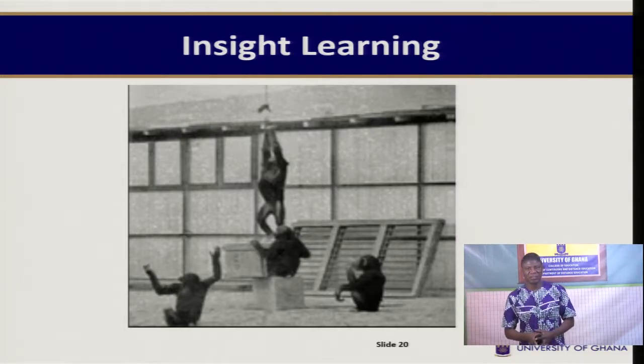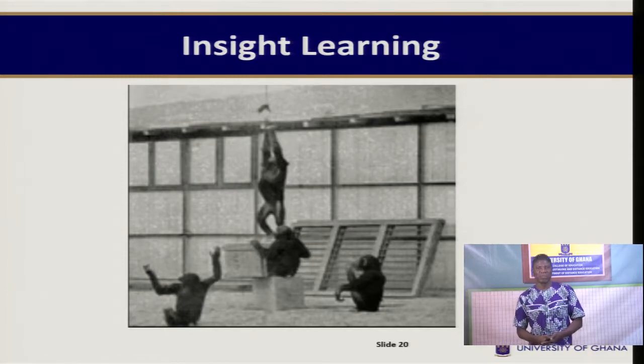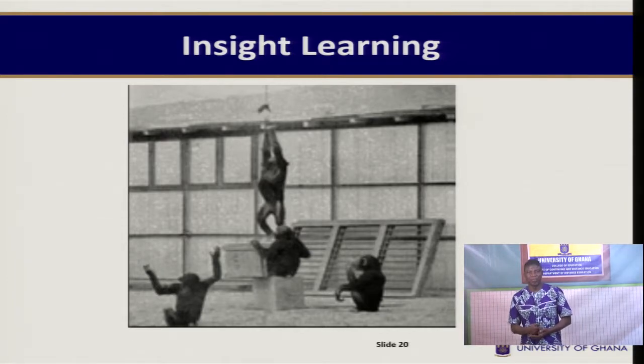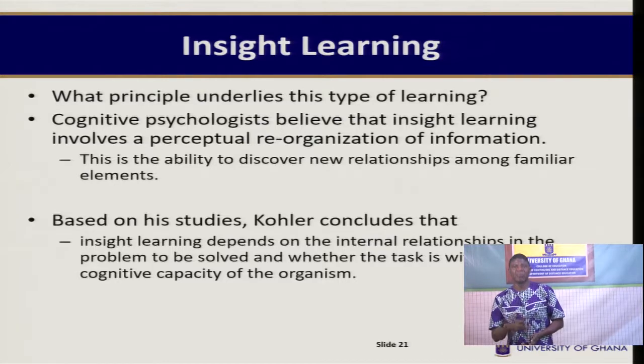So you see these chimpanzees, one sitting on the box and holding another box, and another chimpanzee climbing on top so that he could get the banana. This is a discovery kind of learning, insight learning. So you want to ask yourself, what principle underlies this type of learning?